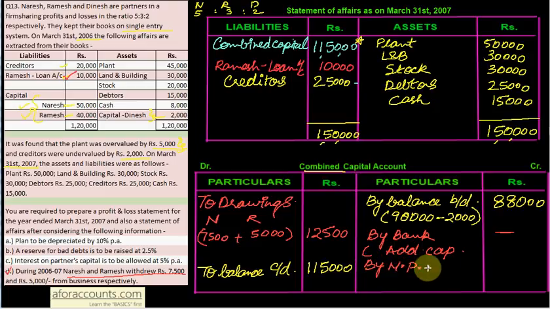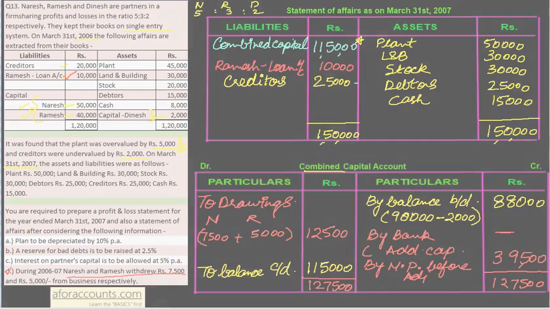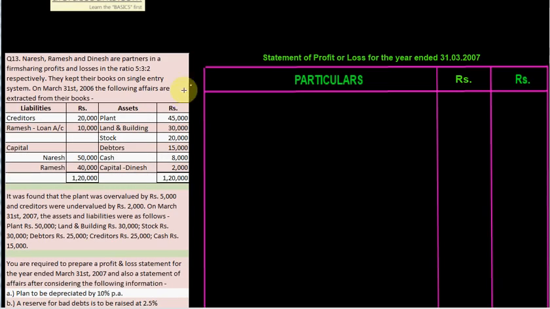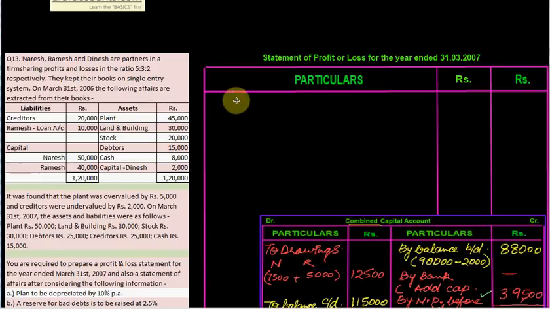So by net profit before adjustment, 1,15,000 plus 12,500 comes to 1,27,500 minus 88,000. So 39,500 is your net profit. Let's put this in our statement of profit and loss account. Closing capital. We had found out closing capital. We'll always start statement of profit and loss with closing capital.